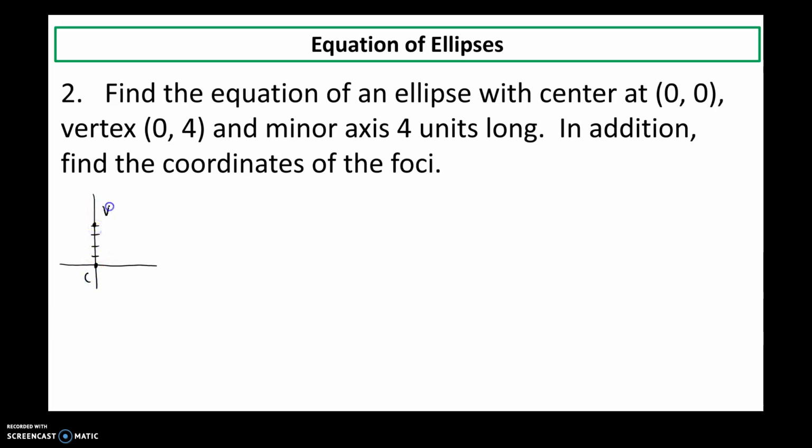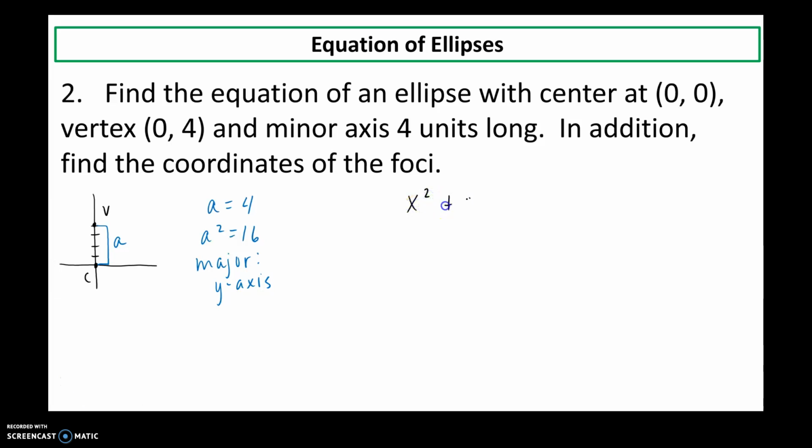Here's my vertex. From that, we know from center to vertex is our value of a. So my a value has to be 4 units, which makes a squared equal to 16. Furthermore, because my vertex is on the y-axis, I know that my major axis is the y-axis.